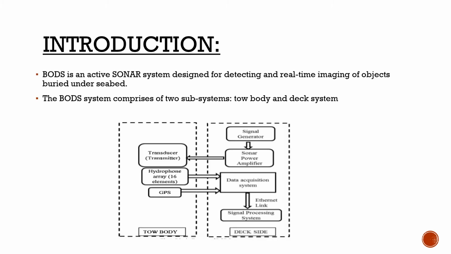Coming to introduction, BOTS is an active sonar system for detection and real-time imaging. Now let's see the basic blocks included in a BOTS system. It consists of two subsystems, tow body and deck side, in which tow body consists of an acoustic transmitter, receiver hydrophone array and a GPS receiver. Deck system consists of a signal generator, power amplifier, data acquisition system, signal processing unit and power supplies.